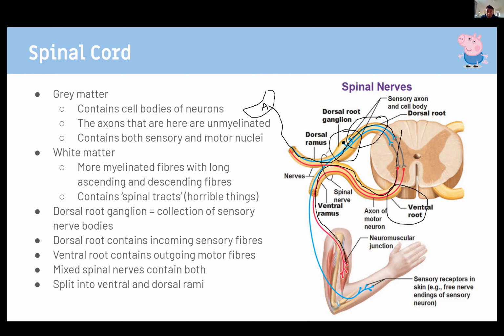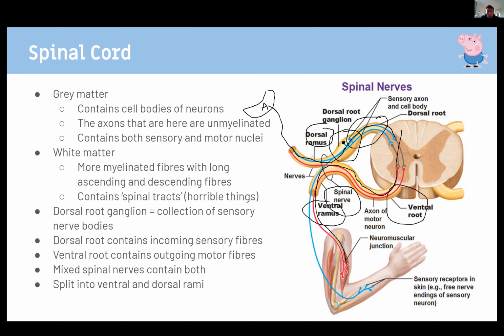And in the middle here, you have what's called your mixed spinal nerve. So as you can see, in the dorsal root, you have sensory fibers only. In the ventral root, you have only motor fibers. But in the middle, when it merges, you have your mixed spinal nerves. And then they will split off again into your ventral ramus and your dorsal ramus.